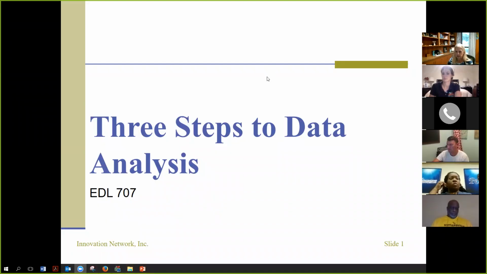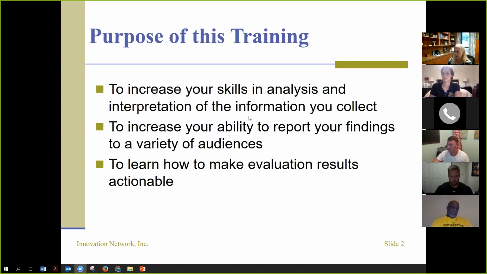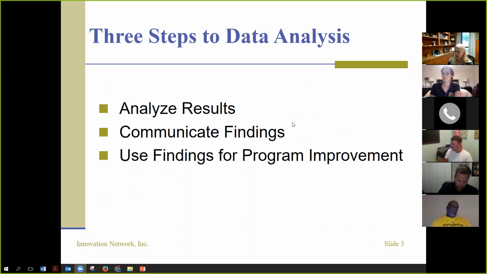Three steps to data analysis. So what we're going to do is walk back through what it means to analyze data, and then I want to talk to you a little bit more specifically. Okay, great, we analyze it, then what? Let's talk first about, we're going to skip that because you can read all that.